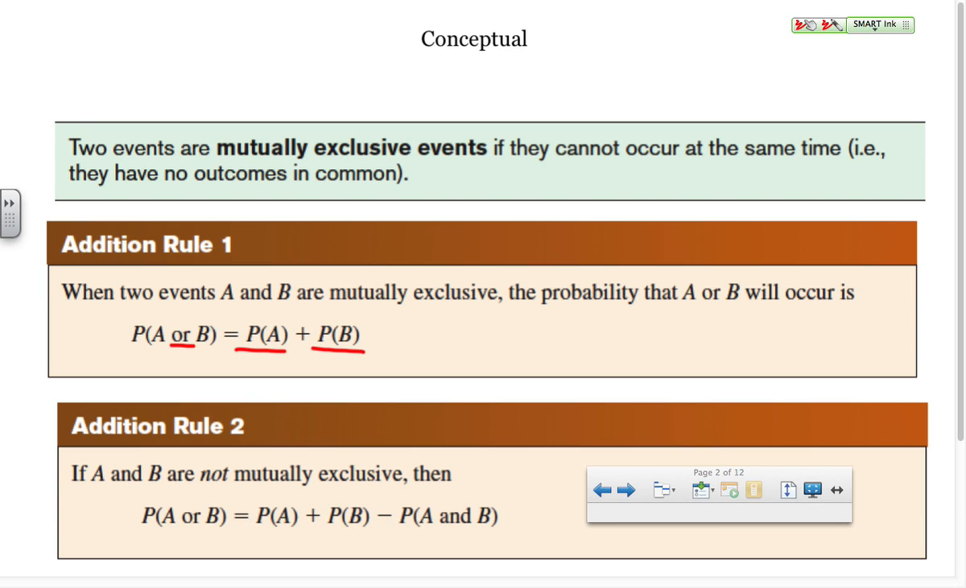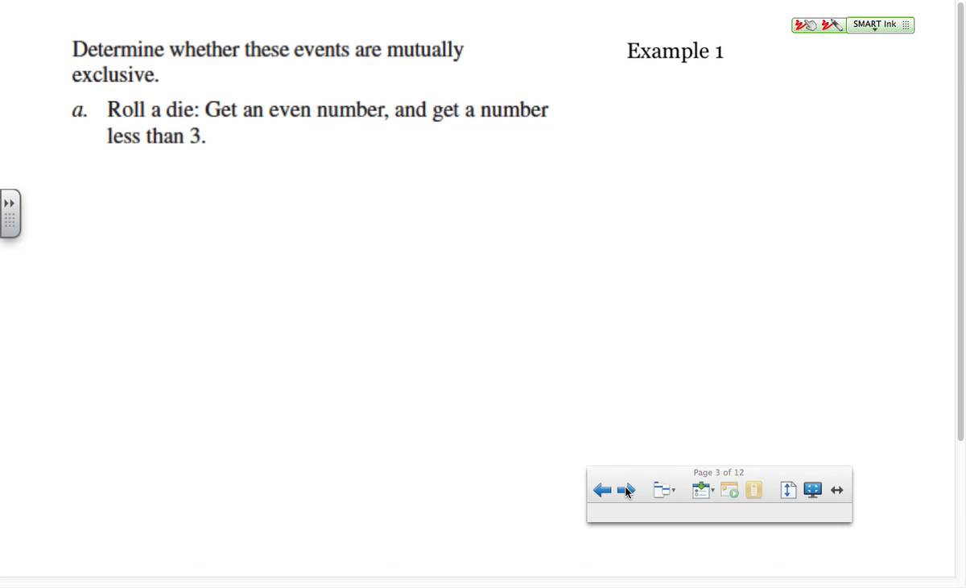Now, if they're not mutually exclusive, you have to take the probability of A, add the probability of B, and then subtract the probability of both of them happening. I promise we'll get some examples on how that works. It's really not as hard as it sounds. So let's go to an example. Let's start off right away.